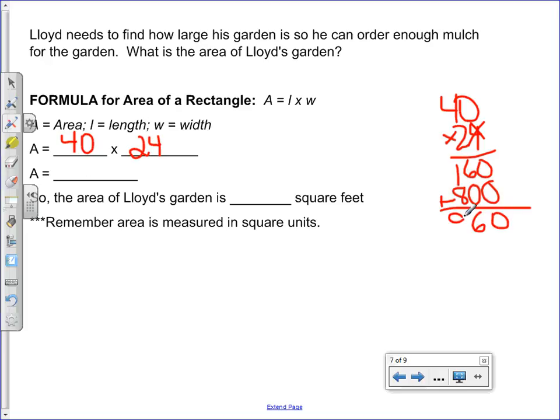We get a total of 960. Our product is 960. So our area is 960. So the area of Lloyd's garden is 960 square feet.